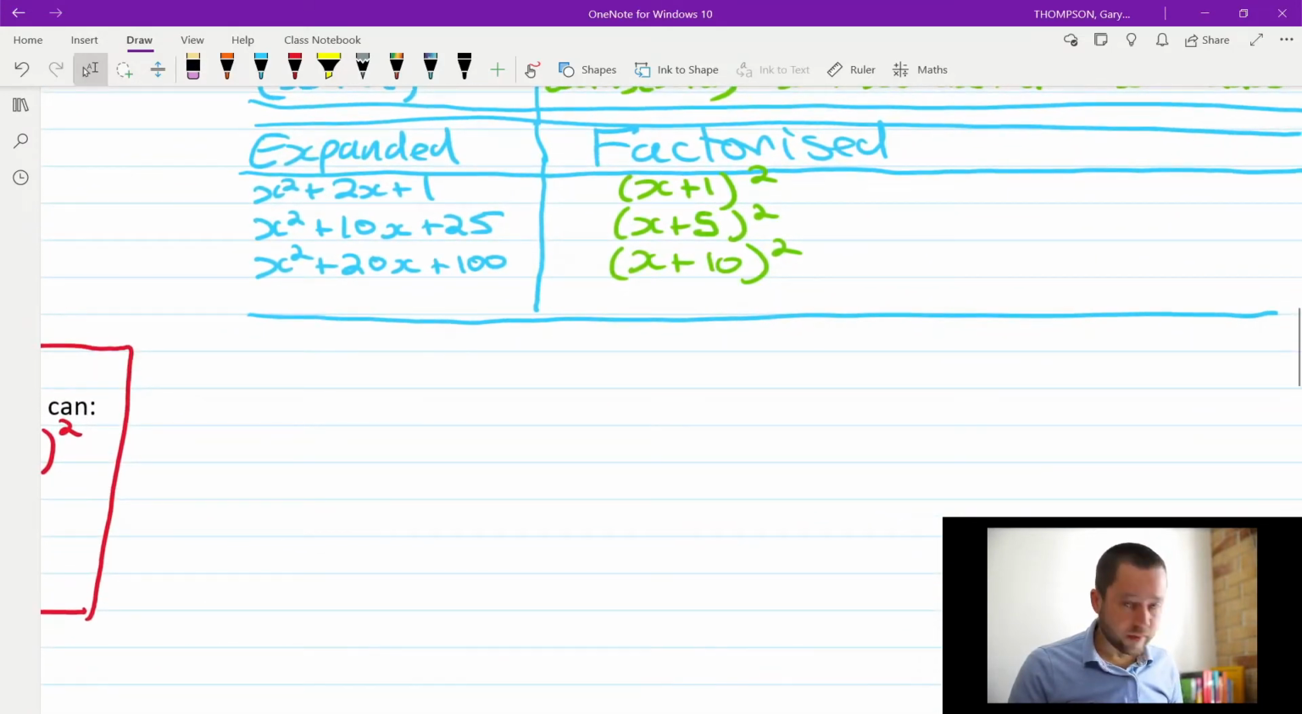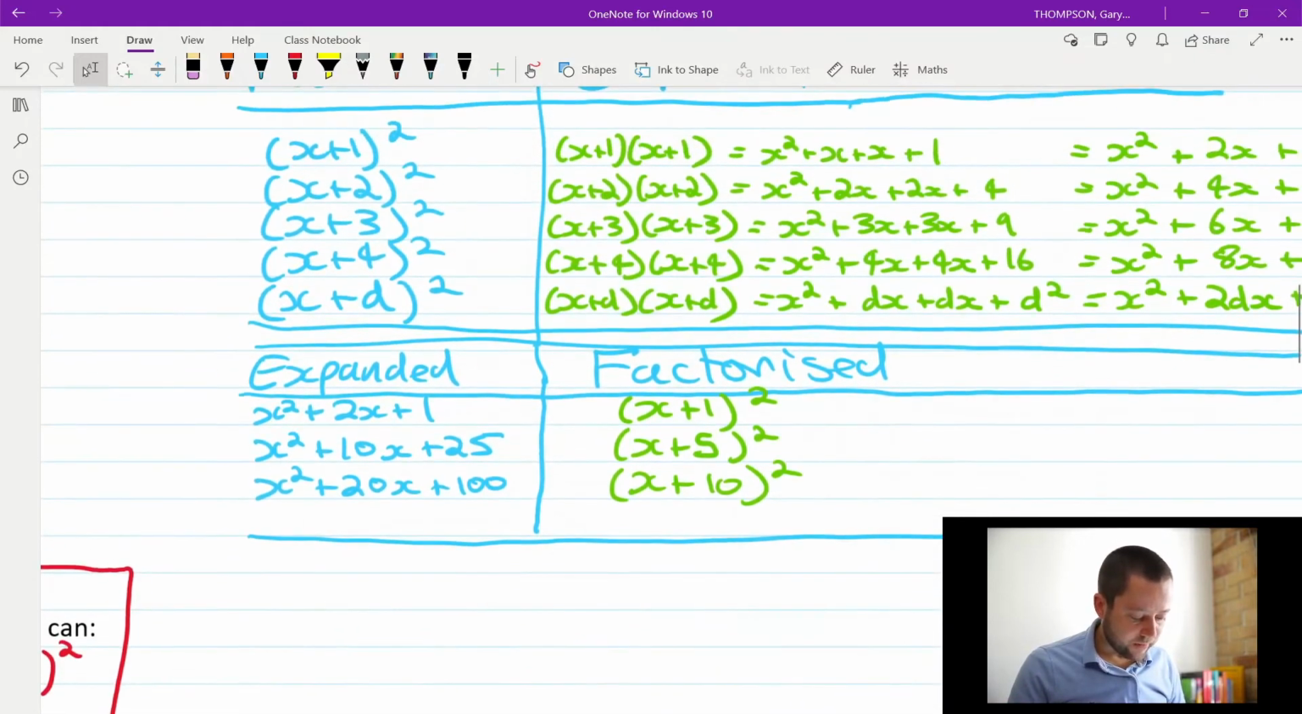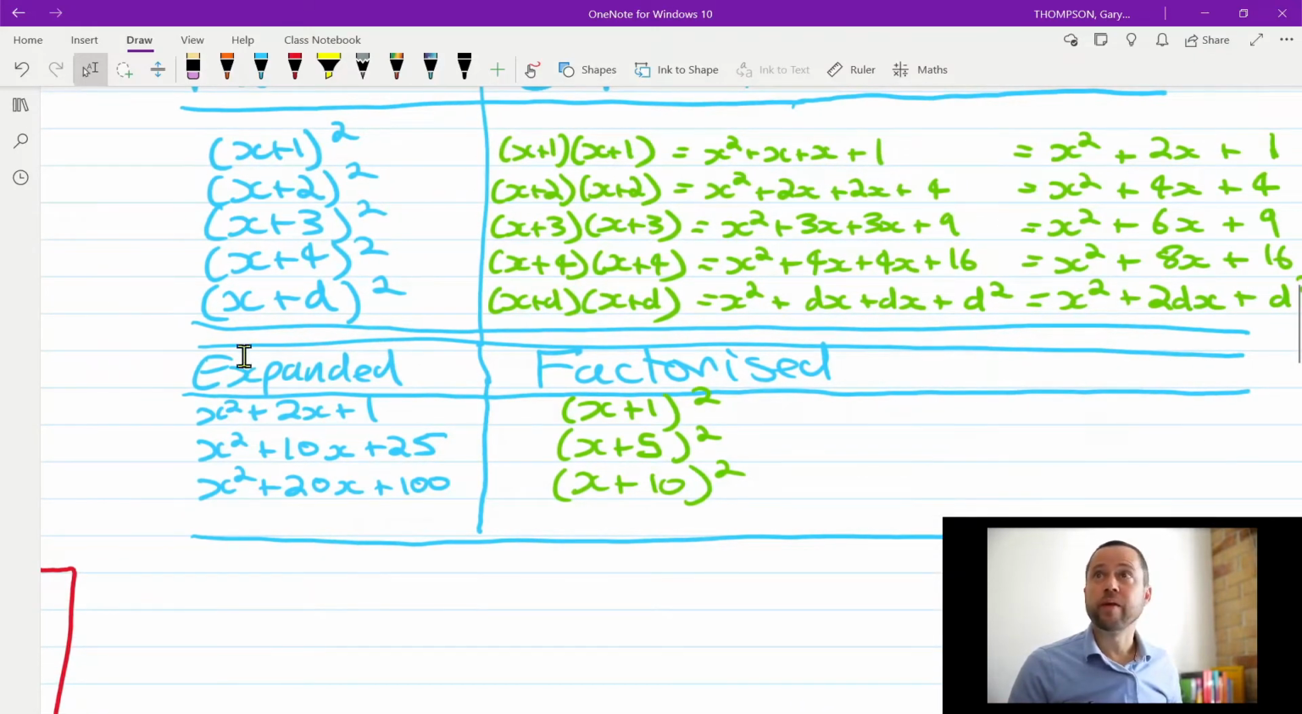So at this particular point, if you were given a problem, expand x plus 10 or x plus 20 or x plus 7 all squared, you'll be able to expand that quite confidently. At the same time, if you were given a problem like x squared plus 10x plus 25, and you were asked to factorize it, you could factorize it the normal way, by looking for the common factors and breaking up the 10x term into two terms and so on and so forth.